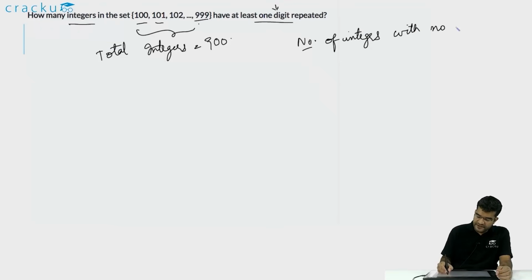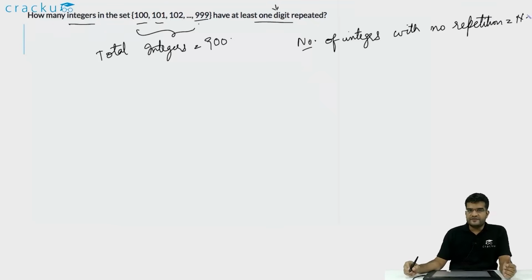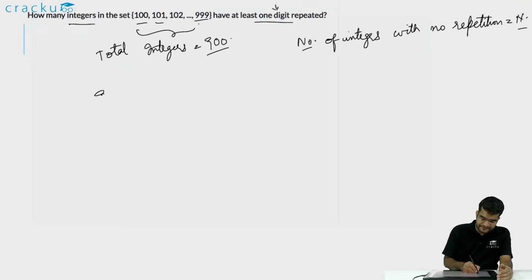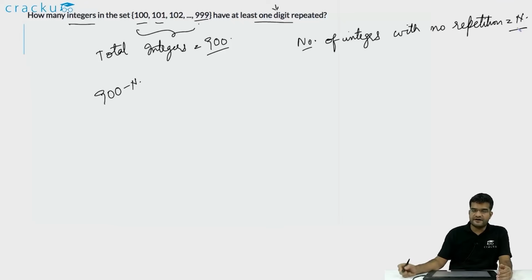So if we find out the number of integers with no repetition, and let us assume that this is equal to n, then the number of integers which have at least one repetition will be equal to 900 minus n, which will be the answer. So let us try to calculate the value of n.